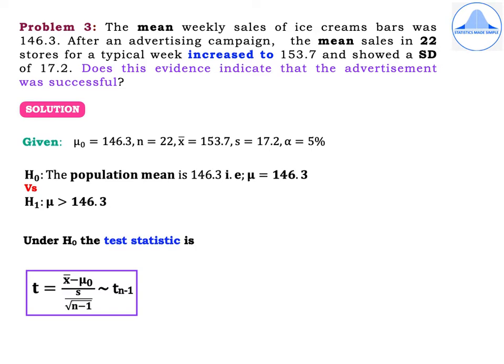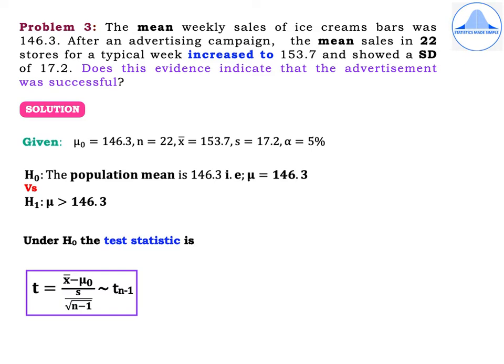The next step is to write H naught. So H naught is the population mean is 146.3, that is mu is equal to 146.3, versus H1 mu is greater than 146.3. This test is a right-tailed test because of the word increased to. They have also asked in the last part of the question, does this evidence indicate that the advertisement was successful? So they are asking us whether the sales for a typical week has increased. Because of the word increase, the alternative hypothesis is a right-tailed alternative.